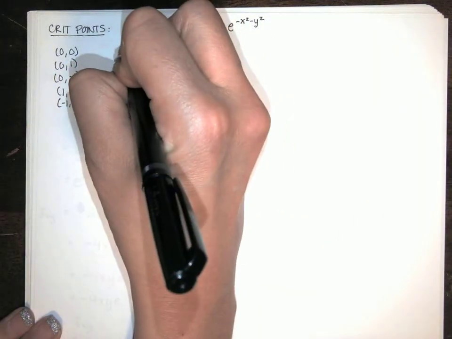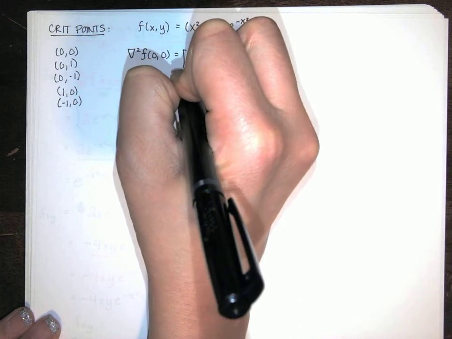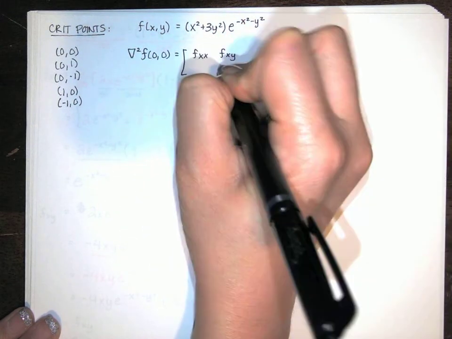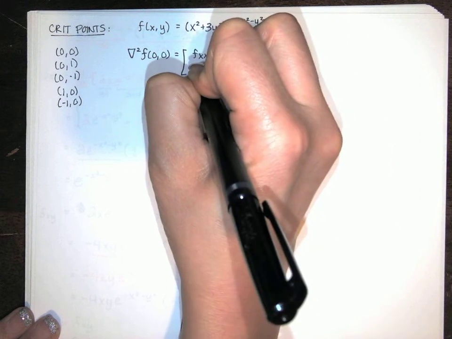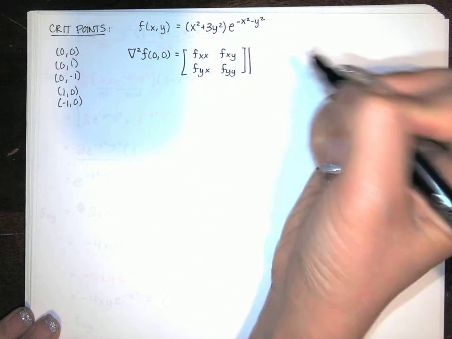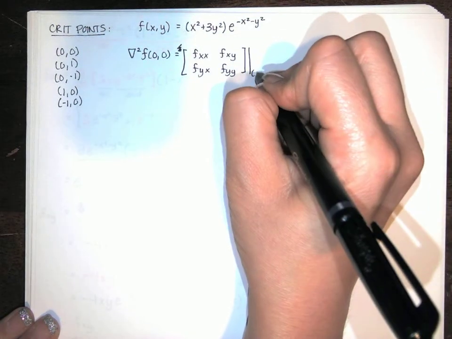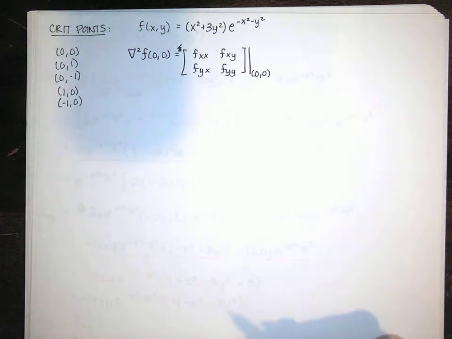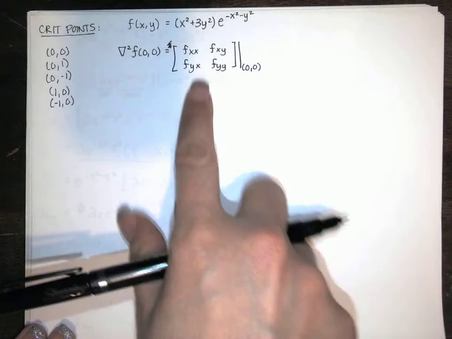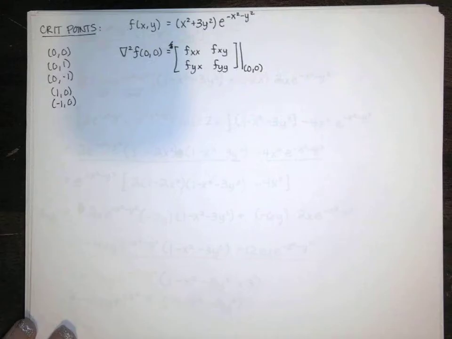So let's start with (0, 0). Find the Hessian at (0, 0). So we want the second partial with respect to x, second partial with respect to y, and then the mixed partials on the other diagonal. And we want all of these guys. Oops, first I want just the matrix, not the determinant of the matrix. I want the matrix evaluated at (0, 0). That's the Hessian. Okay, it's easy to plug in (0, 0). So let's go to our partials and plug in (0, 0) and see what we get.